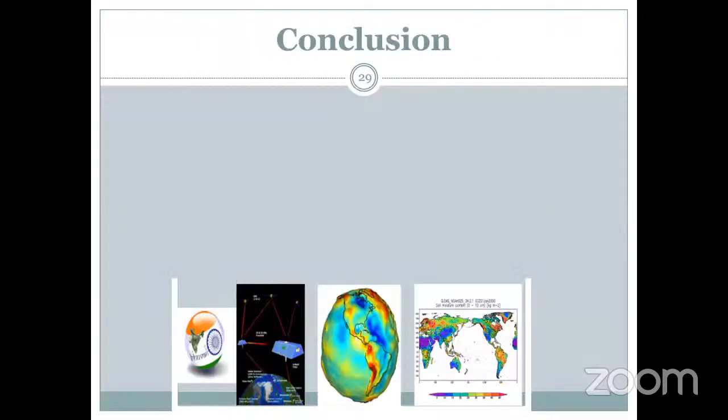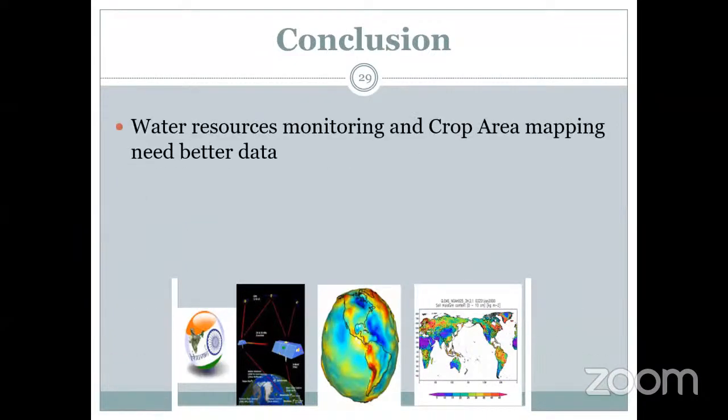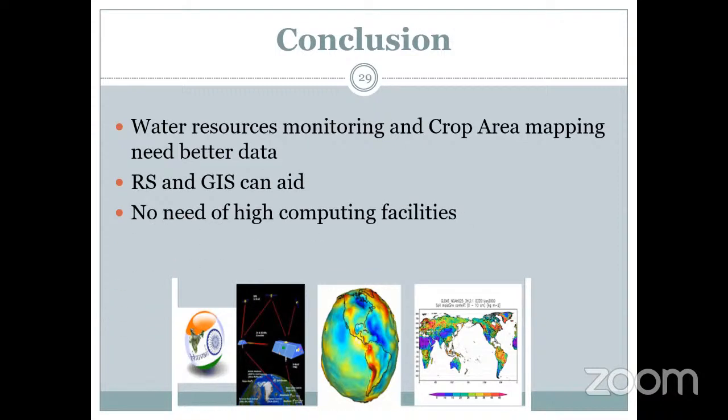So these are just the ideas I would like to give you in using remote sensing and other tools for water resource mapping and crop area mapping. We looked at crop area as a big issue in India. If you don't know how much crop area there is, how are you going to release water? How are you going to put MGNREGA plans in there? For this, remote sensing and GIS can be very helpful, especially at advanced levels. No need for high computing facilities. Please don't say you don't have a powerful computer, because when I studied these, I needed one. It would crash. But now Google Earth Engine is there.